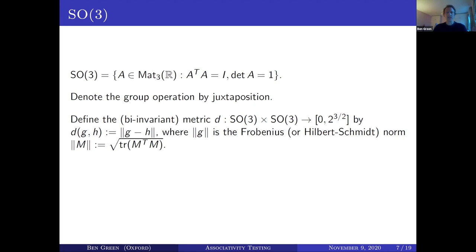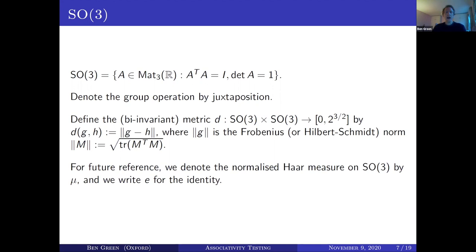And there are quite a lot of different ways of defining a metric on it. I will, just for definiteness, fix what's called the Frobenius norm or the Hilbert-Schmidt norm on this and use that to define a metric. And this is SO3. And it also has a normalized Haar measure. It's a compact group. And I'll call that mu, and I'll write E for the identity. So this is a well-known object.